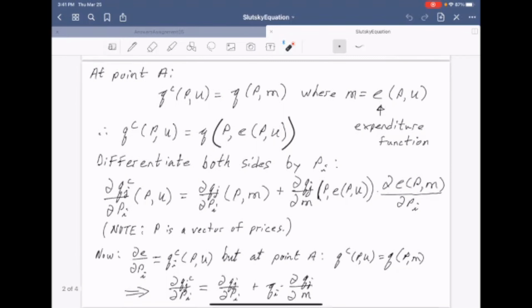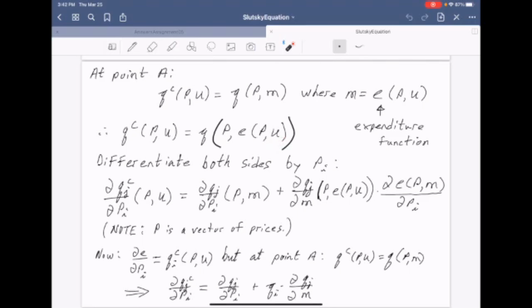Now, in the past, the Slutsky equation was derived in a way that did not take advantage of that and relied on second-order conditions and all other kinds of things. I recall a professor of mine taking 2 days to derive the equation. However, we're going to do it by looking at point A, where the compensated demand function and the ordinary demand function are equal, and what we're going to use is the fact that we have this expenditure function which is equal to M. So we write this as the compensated demand is equal to the ordinary demand, where ordinary demand is a function of price, and the expenditure function, which is in turn a function of price and utility.